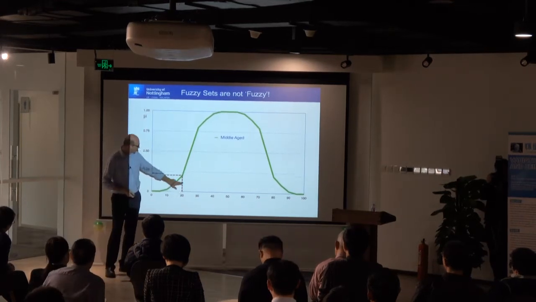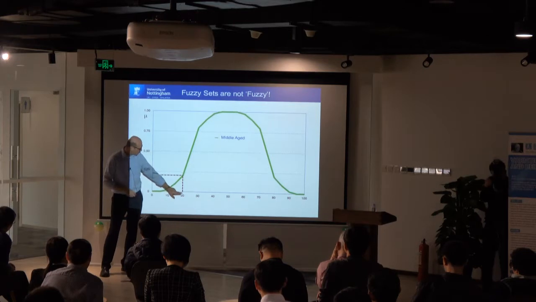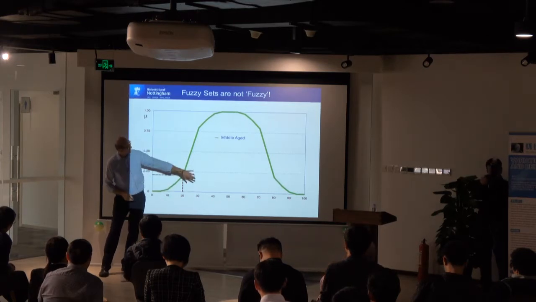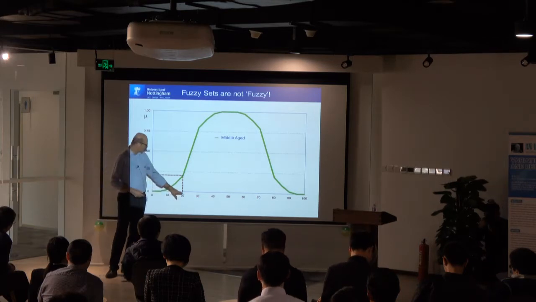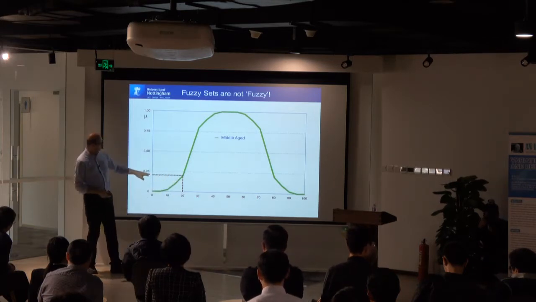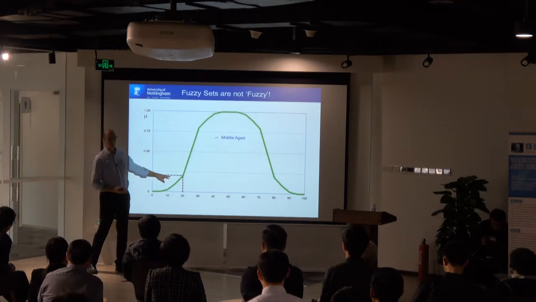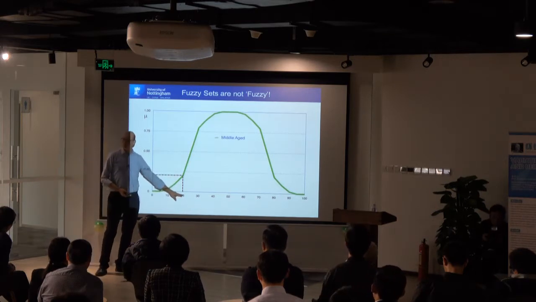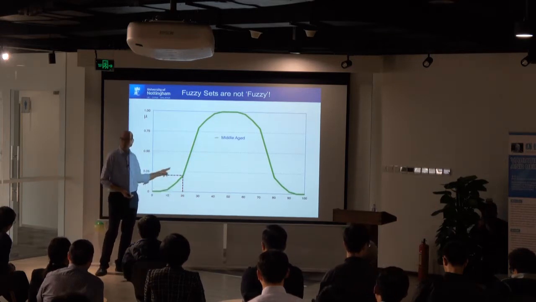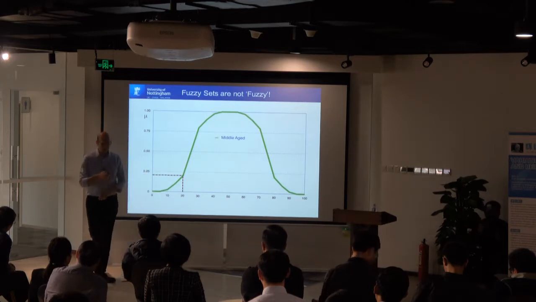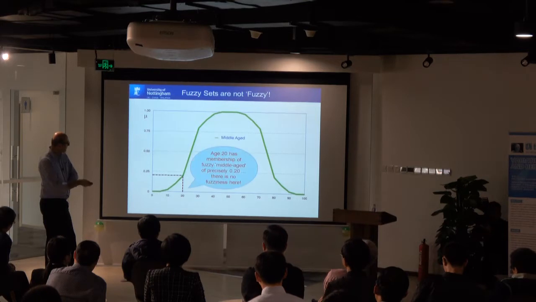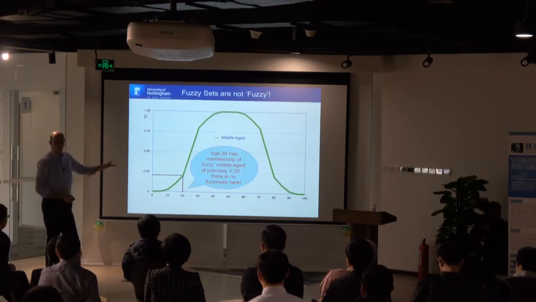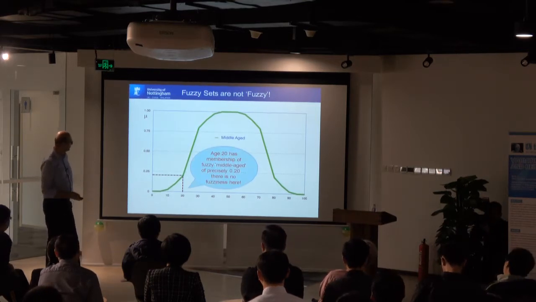But in one sense, the fuzzy sets aren't fuzzy. What do I mean by that? If I draw a middle-aged fuzzy set here, I look up age 20 and I get the answer. The way I've drawn this one, 0.2. So every time I look up the answer for 20, I always get exactly 0.2 out. So in one sense, there's no fuzziness in that fuzzy set.